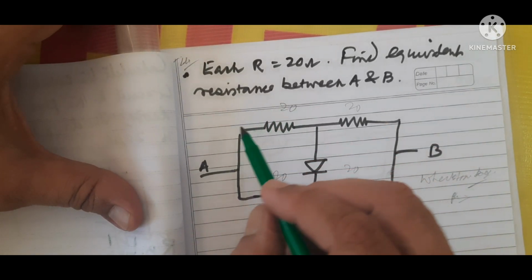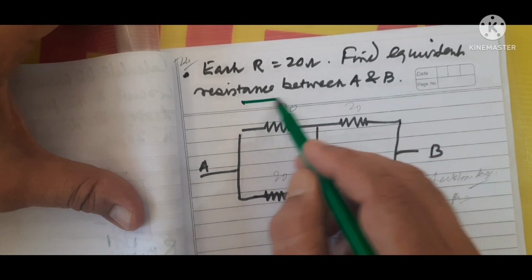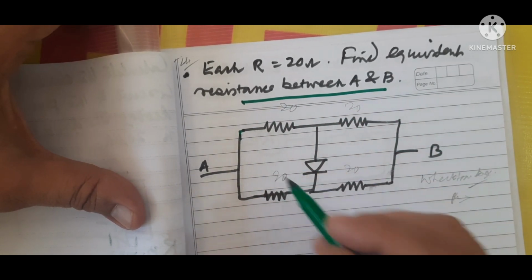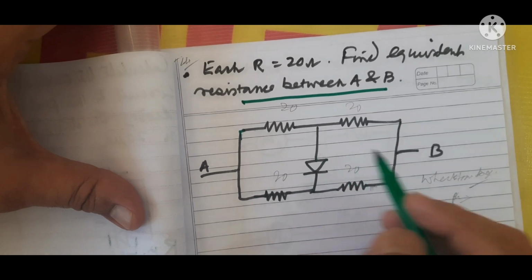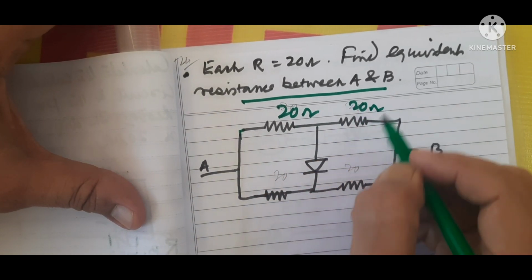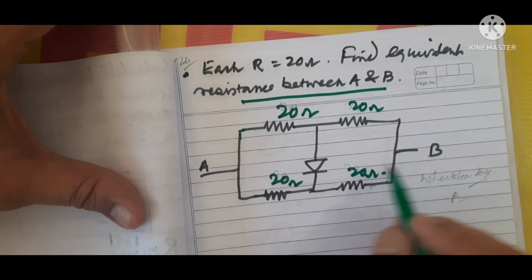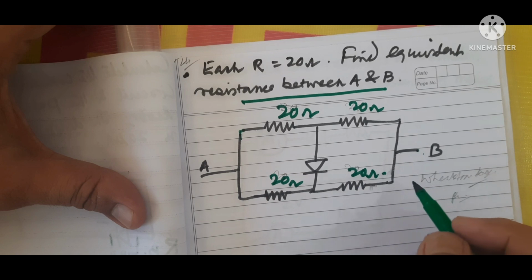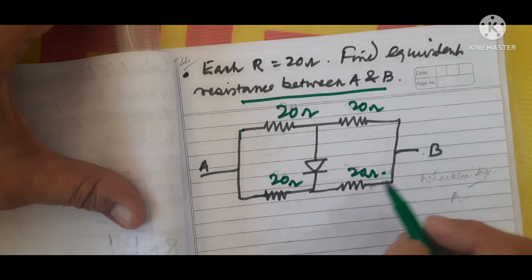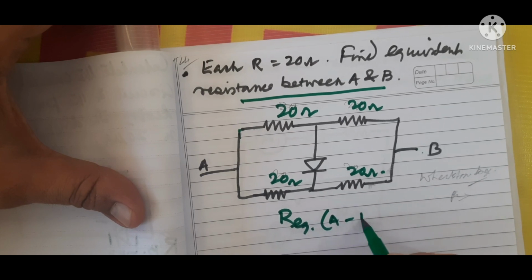Another interesting question: each resistance in the circuit is 20 ohm. Find the equivalent resistance between A and B. What do we have to find between A and B? This is 20 ohm, this is also 20 ohm, this is 20 ohm, 20 ohm. Between A and B we have to find the equivalent resistance, R equivalent between A and B.